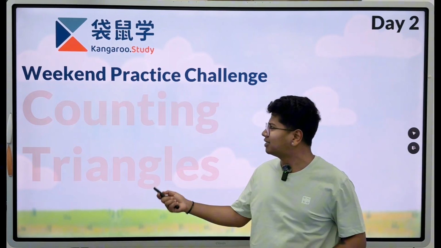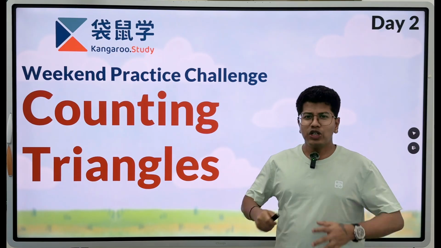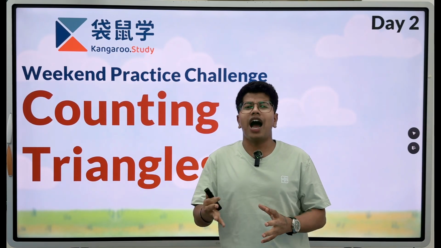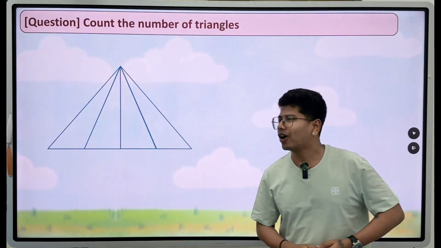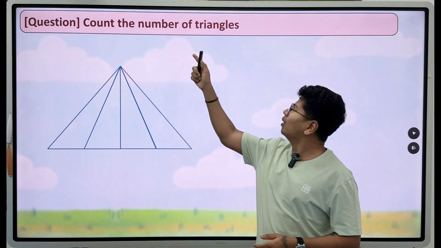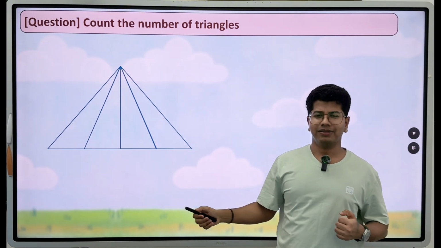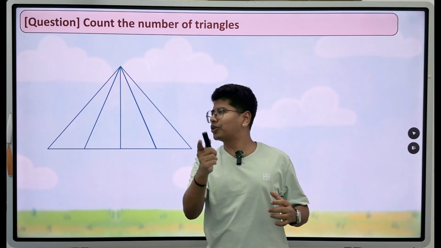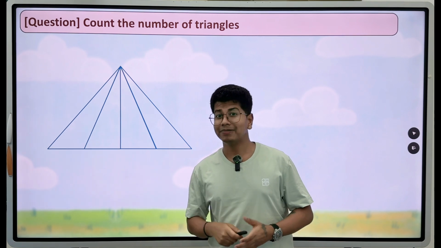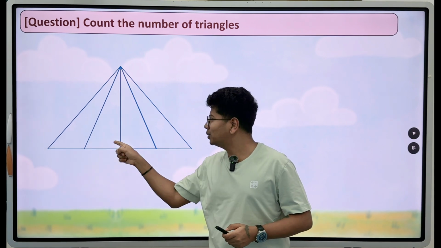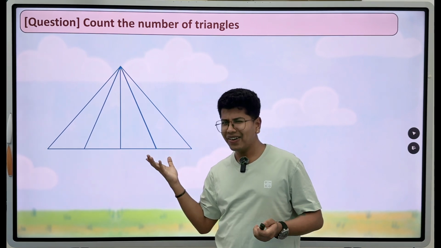The name is counting triangles. So in this question we are going to count the number of triangles. Let's have a look. Here the question is count the number of triangles and I have a figure. So if I ask you how many triangles are here, let's count. 1, 2, 3, 4. Now the answer is 4.